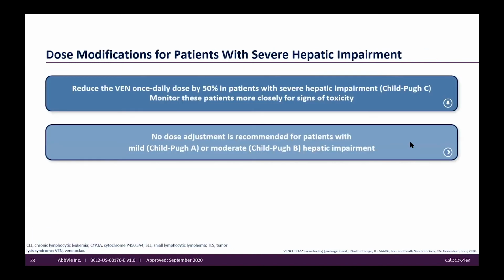And lastly, an update to the package insert in terms of dose modifications: in patients who have hepatic dysfunction, specifically Child-Pugh class C, there is a recommended dose reduction of the venetoclax dose by 50%. However, for patients who have Child-Pugh class A or B, there are no recommended dose reductions.